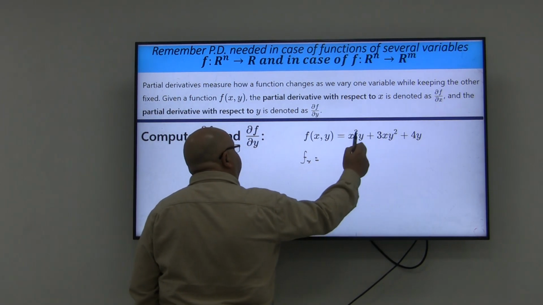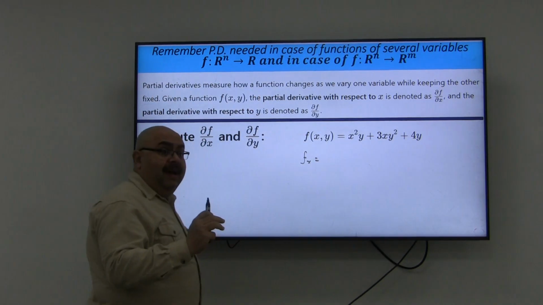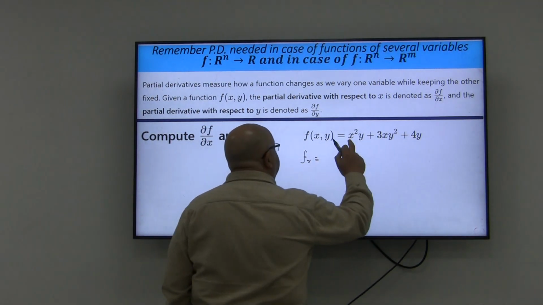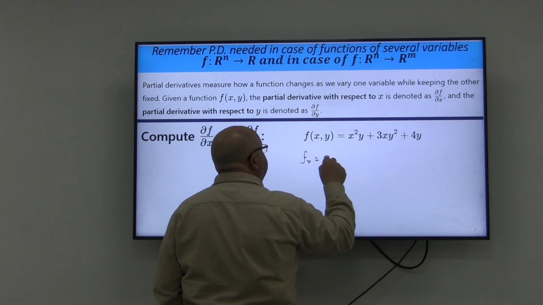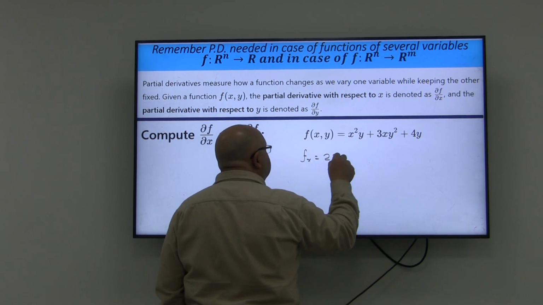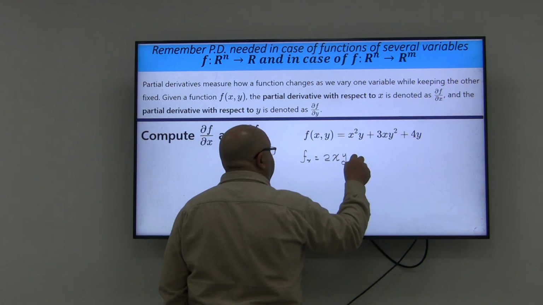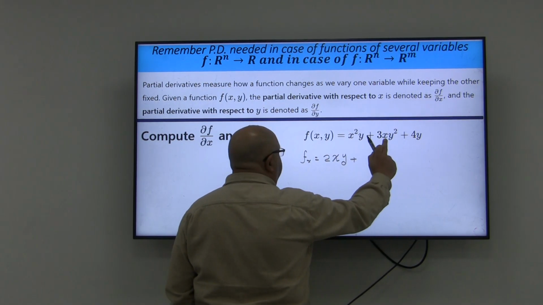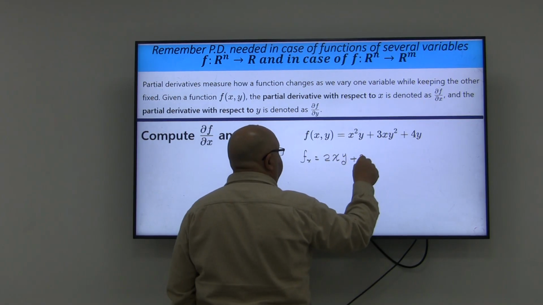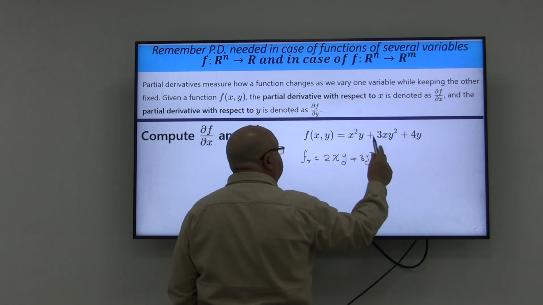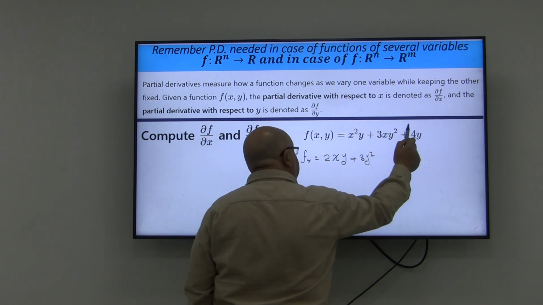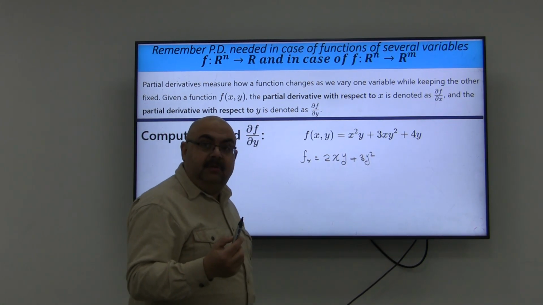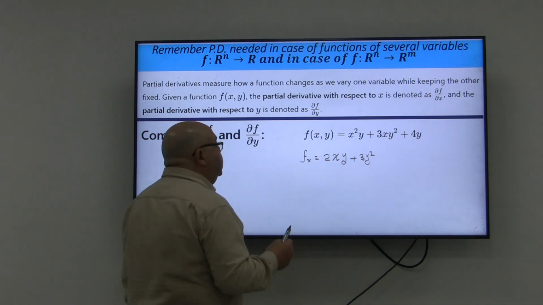I will start differentiating considering x as a variable and y as a constant. Let's do it together. Differentiating x squared is going to be 2x times 1. Then plus, I will differentiate. x is the one who's going to be differentiated, so 3 times y squared. If this is going to be differentiated, yes, the derivative is equal to 0. That's the first derivative. Hussein, can you get f sub y?